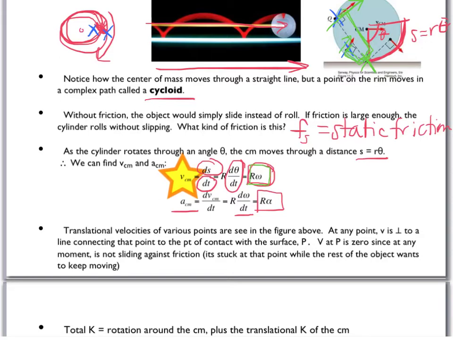Now, what about the actual contact point P? Right at the point of contact, the spot that's stuck to the ground right here, that spot actually has zero velocity at any point in time. Essentially, it's like it's stuck to the ground, remember, with static friction. And as it's stuck to the ground with that static friction, the rest of the object is essentially trying to roll over the top of it.